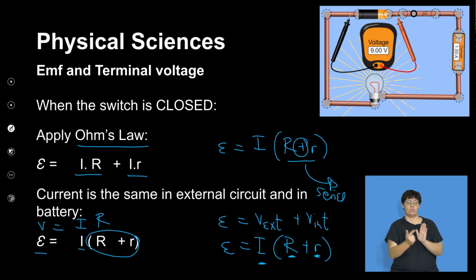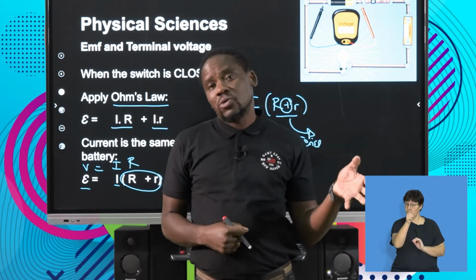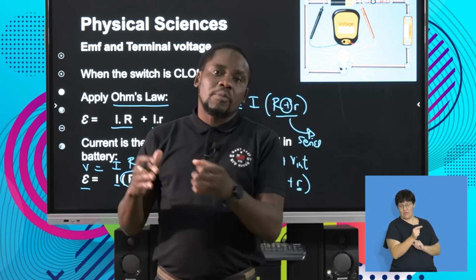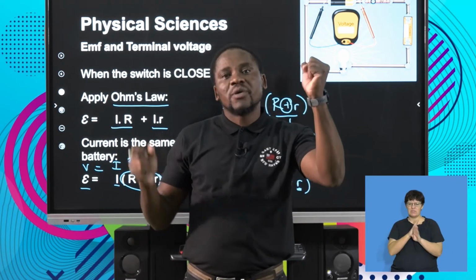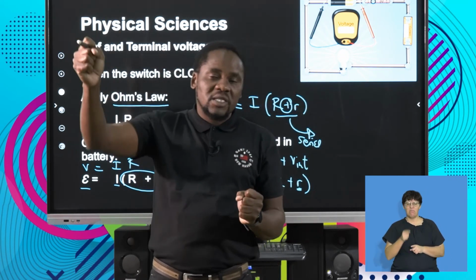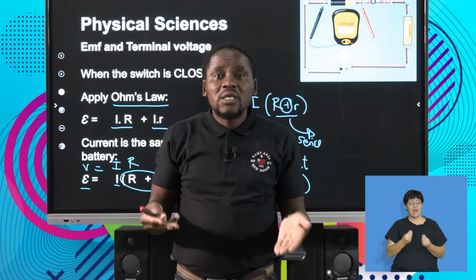So if you think of the importance of Ohm's law, we need to understand Ohm's law so that we can correctly apply it. And then why do we add the resistance of the light bulb to that of the battery, which is the internal resistance? It's simple. We're talking about resistors in series.